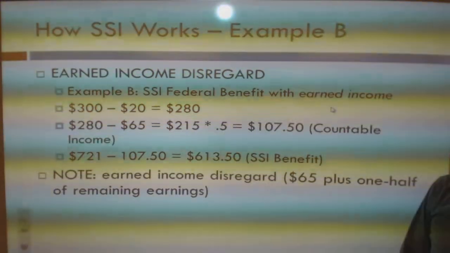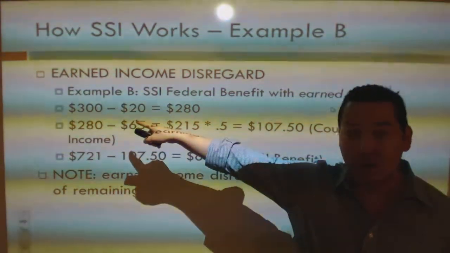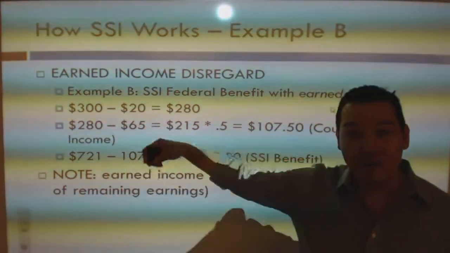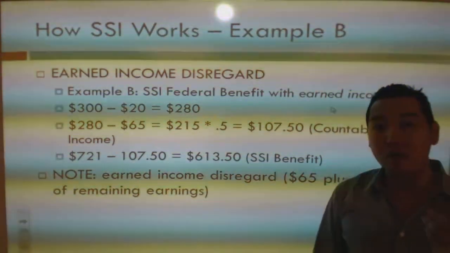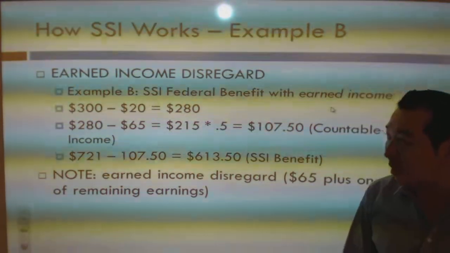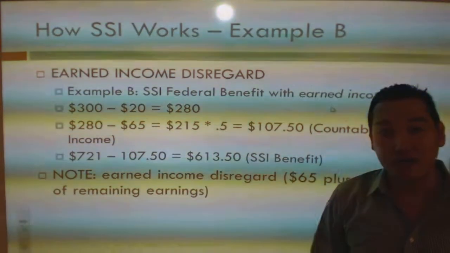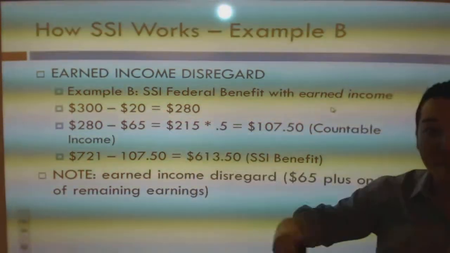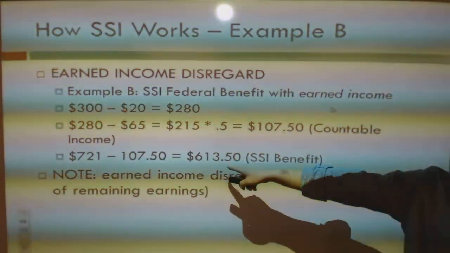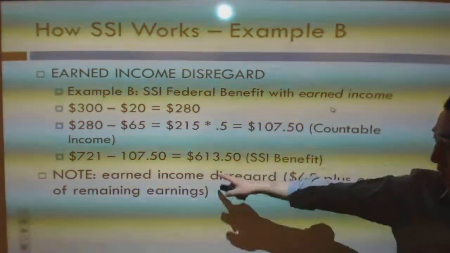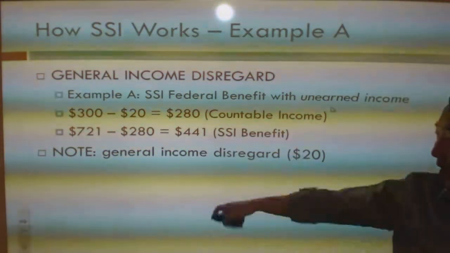The bottom line here is that person B may have the same amount of income, $300, but if it's earned, there's a much more generous disregard. The person with earned income will be entitled to both the general income disregard of $20 and an earned income disregard of $65 and 50% of all remaining earnings when they calculate the benefit. So the person with $300 in earned income gets back $613.50, while the person with unearned income only gets back $441.